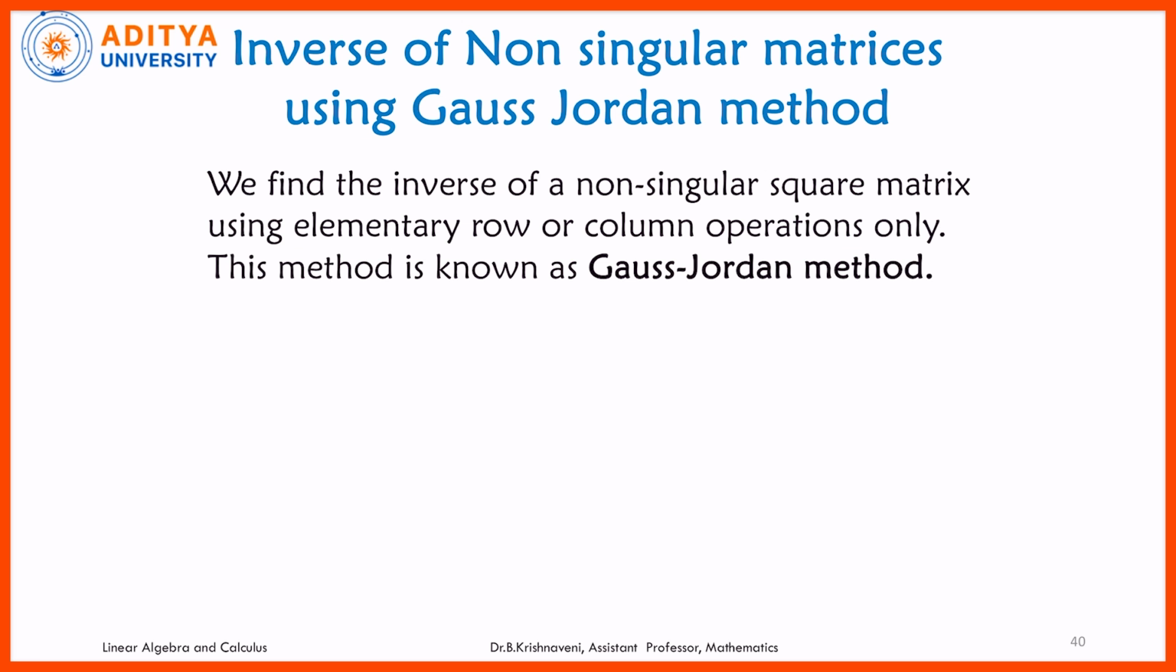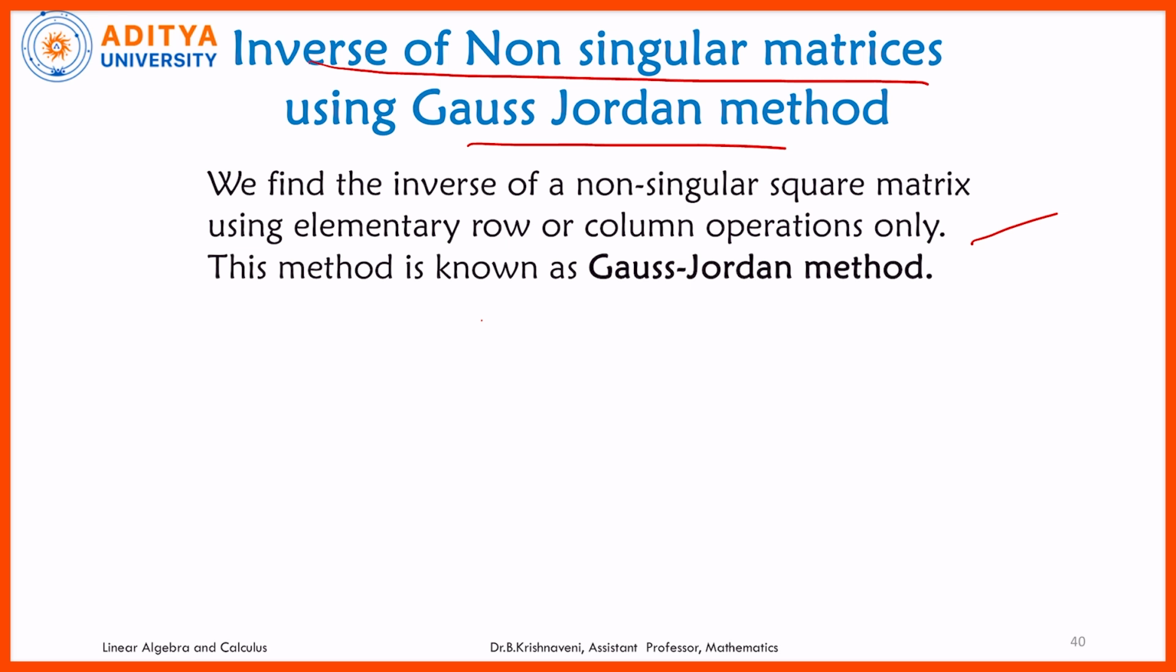Now next, we can find the inverse of non-singular matrices using the Gauss-Jordan method. So how to find the inverse using this? First you have to read this sentence. We find the inverse of a non-singular square matrix using elementary row or column operations only. This method is known as the Gauss-Jordan method.